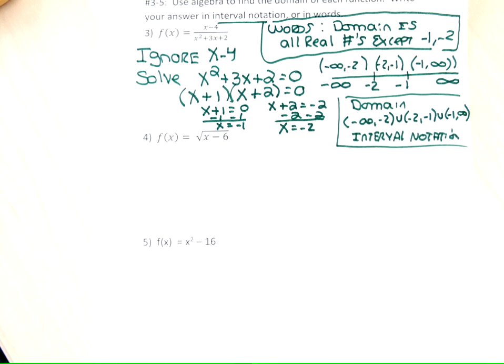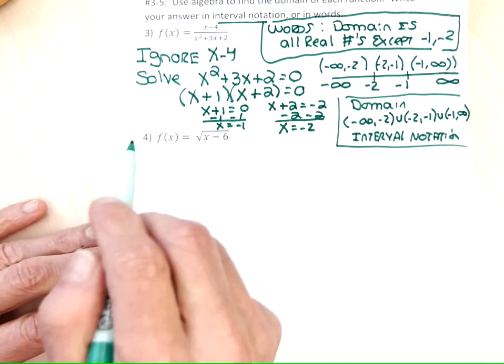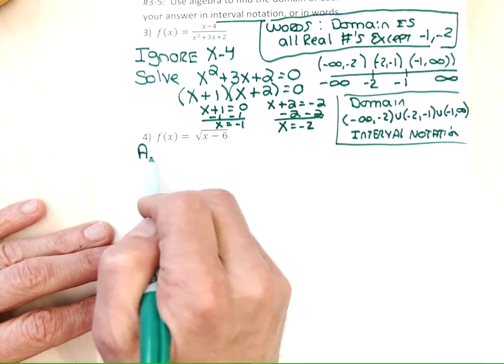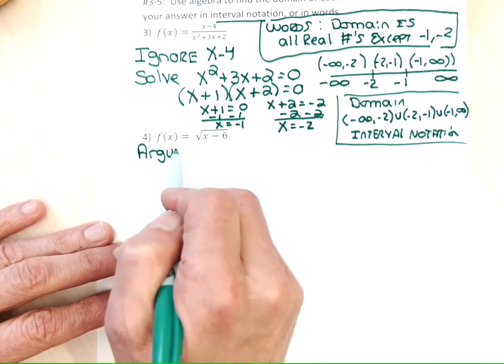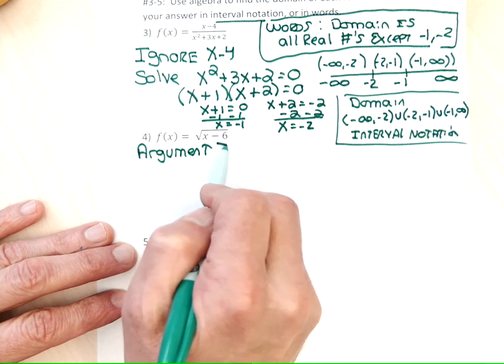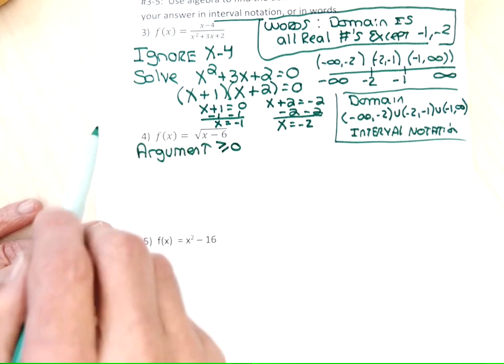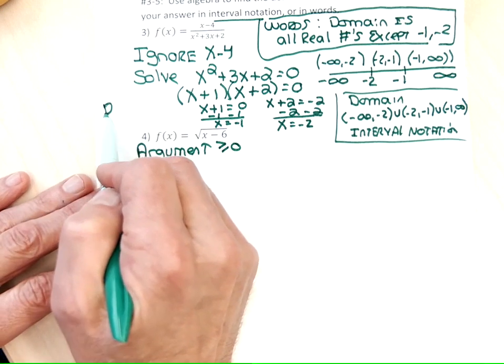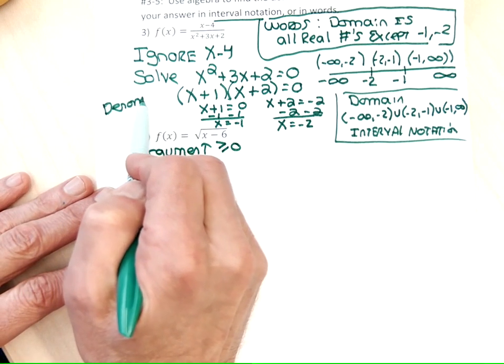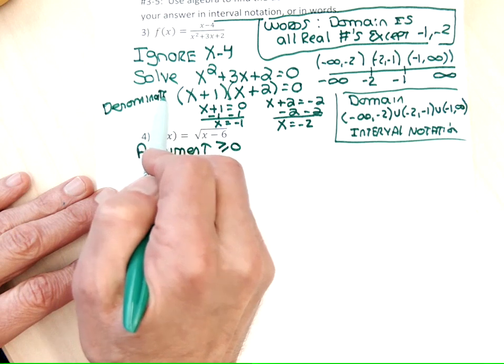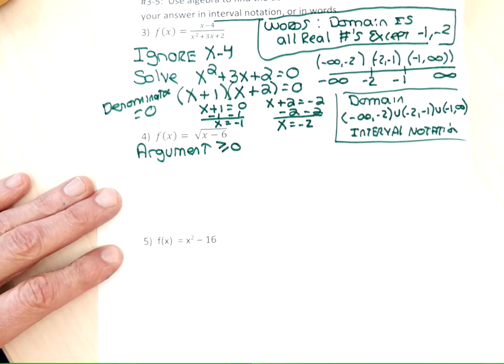To find the domain of a square root, you just set the argument, that's the stuff under the square root, greater than or equal to 0. That's the algebra. The algebra for the domain of a fraction is you set the denominator physically equal to 0 as opposed to greater than or equal to 0.